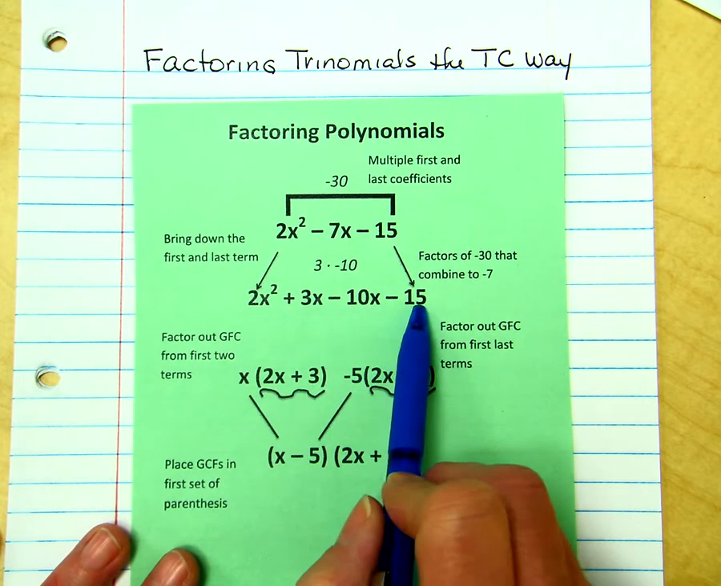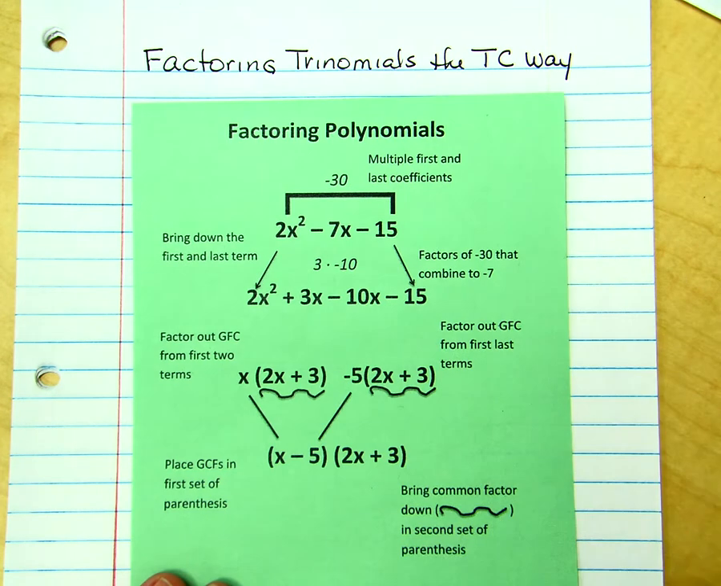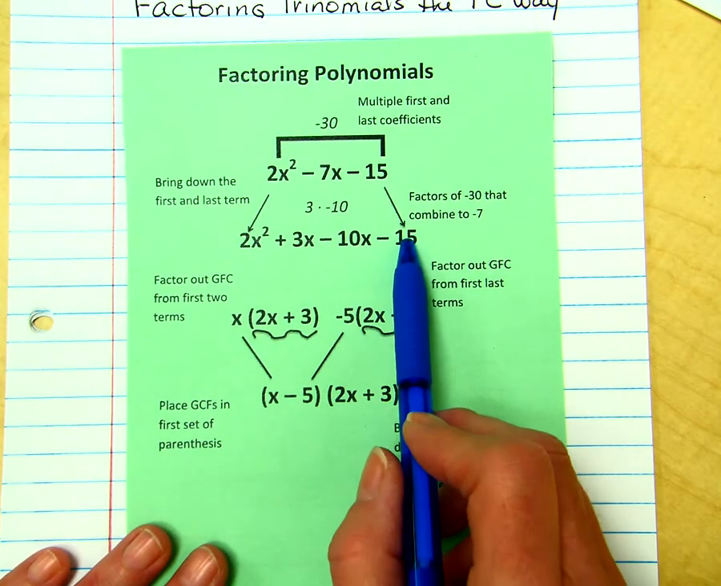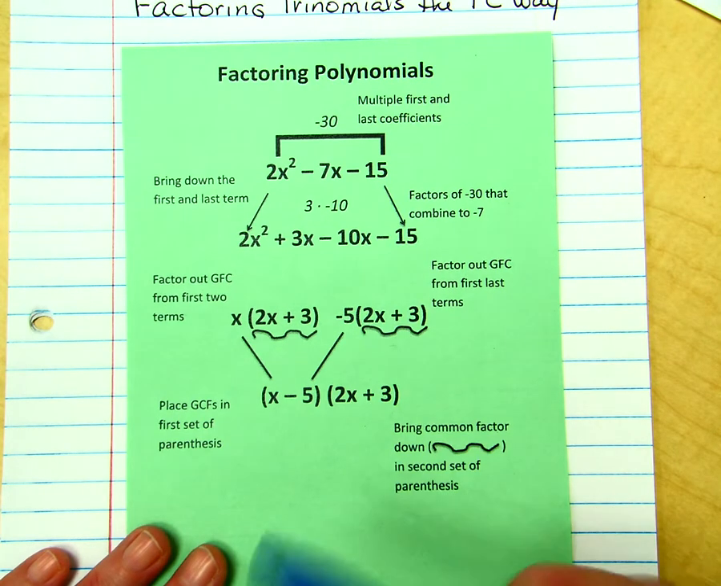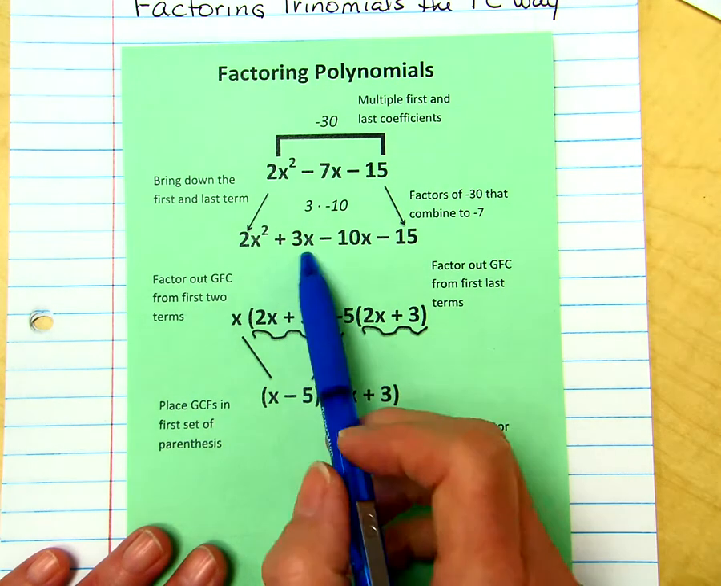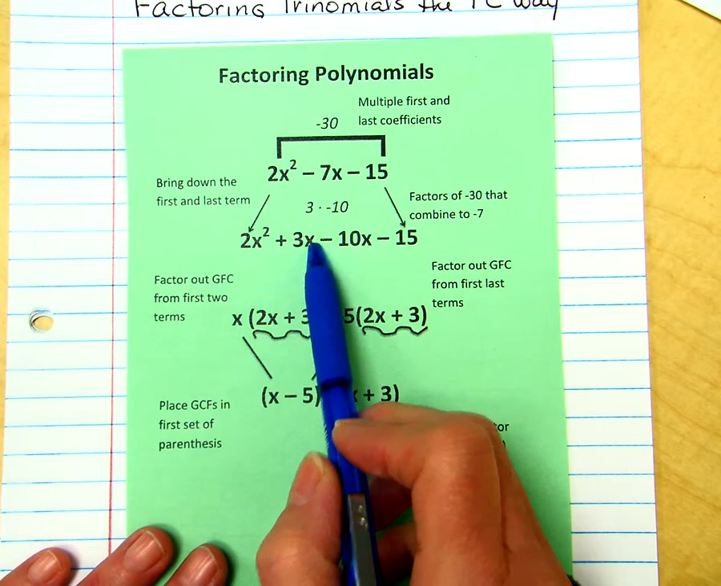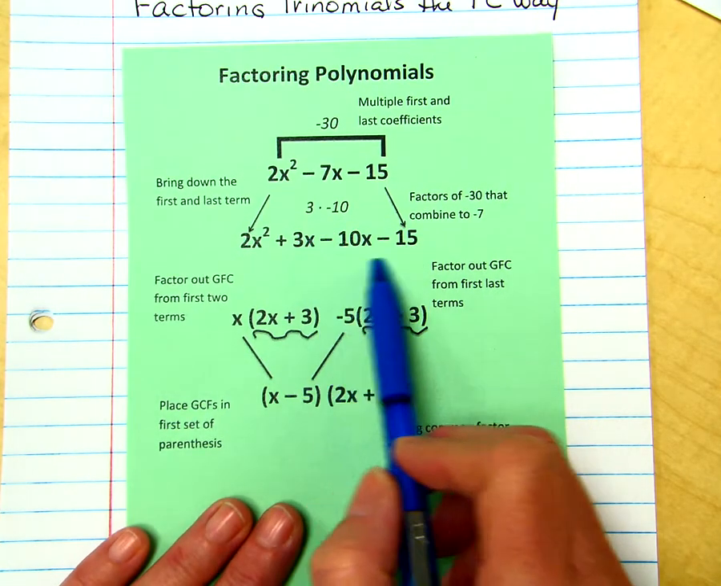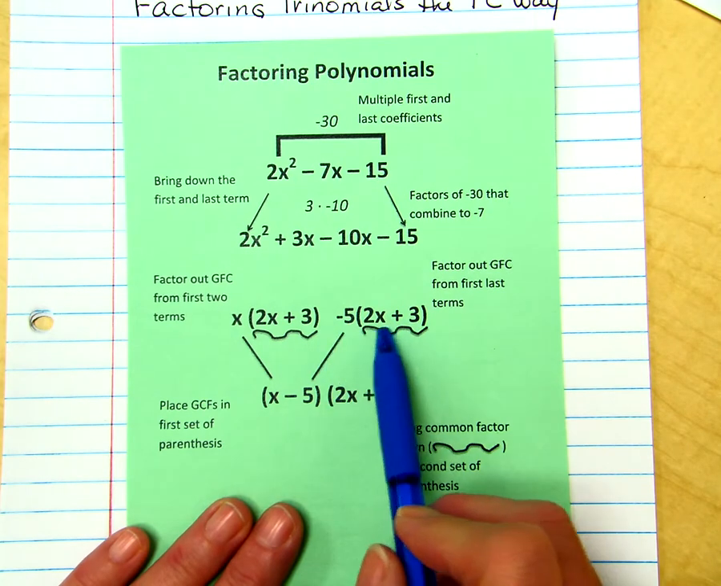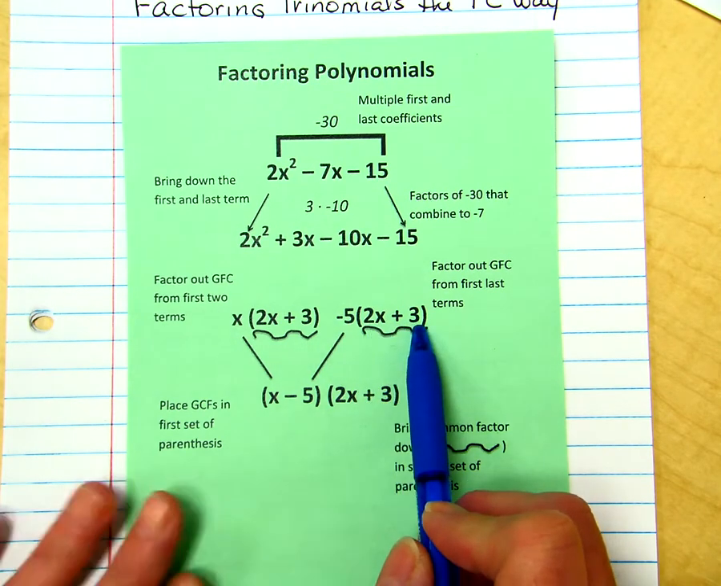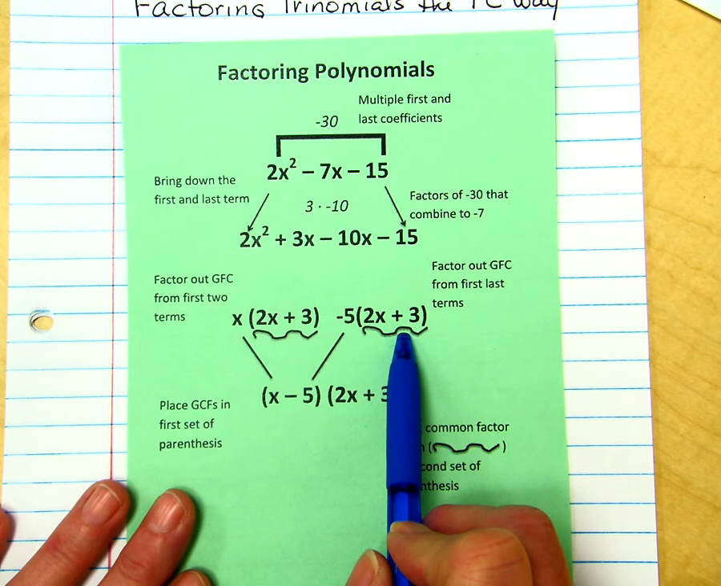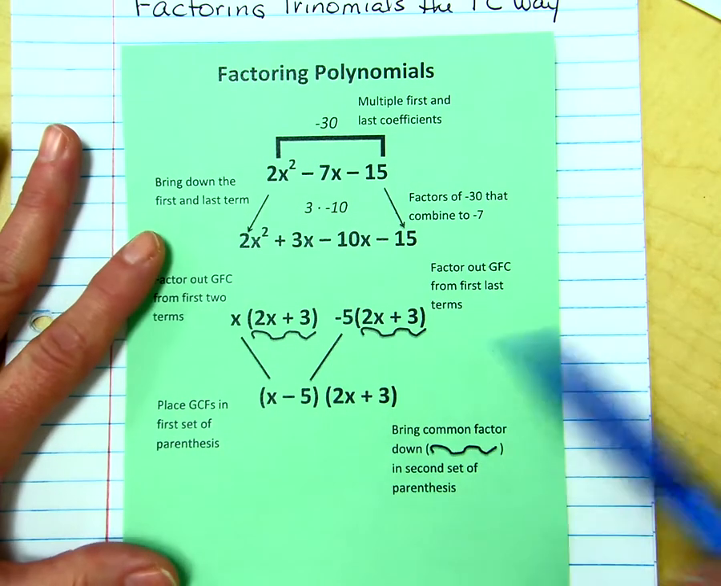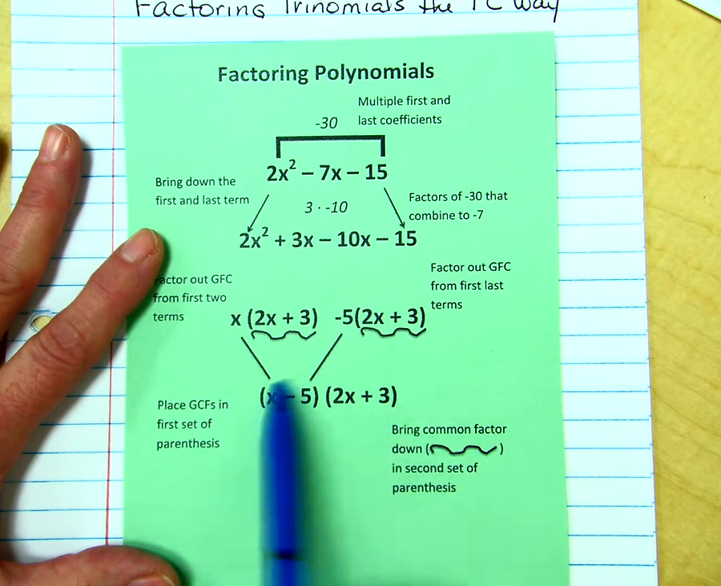Now we have a polynomial with 4 terms and we can use factor by grouping. We group the first 2 terms, group the second 2 terms, and then we take the greatest common factor here, which is x, leaving us 2x plus 3. Greatest common factor here is negative 5, leaving us 2x plus 3. Now that 2x plus 3 is what they have in common, and the x minus 5 is what is left, so those are the 2 factors that we have.